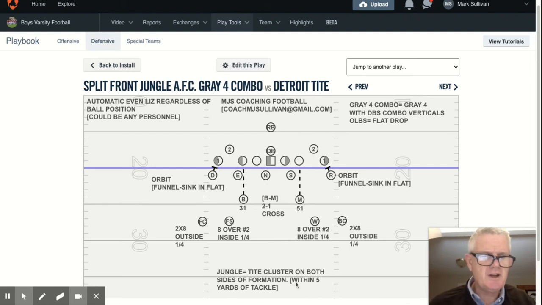And to be considered a tight cluster, you have that on both sides. So if we had this tight cluster here, but these two were split wide in a regular twin set, then it's not a check jungle. Same thing, if it was a tight cluster here and these two receivers were way out here, or you had a tight end with a pro, it's not a jungle. It has to be a cluster on both sides tight to the formation, which is within 5 yards of the tackle. Again, we try and keep it simple.